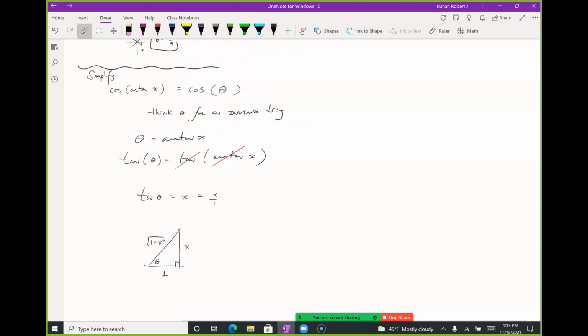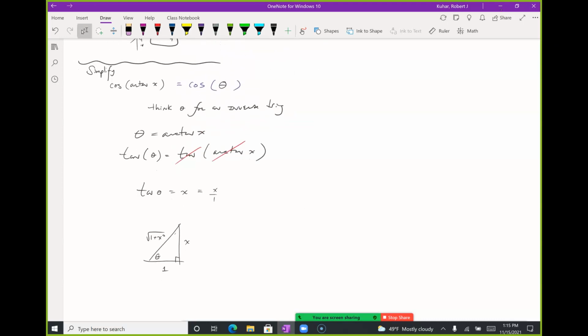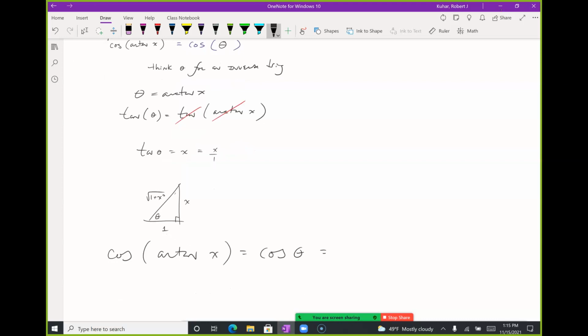Now I'm ready to answer the question. Cos of the arctan of x is simply cos of theta from the triangle, which is what? 1 over the square root of 1 plus x squared, right? Adjacent over hypotenuse.